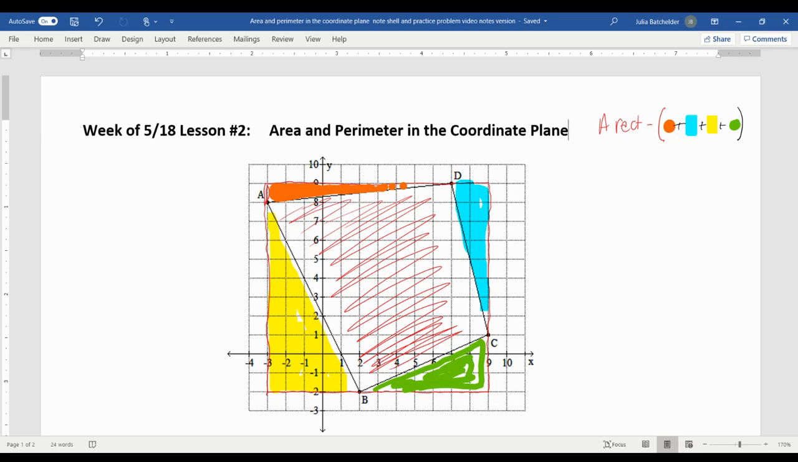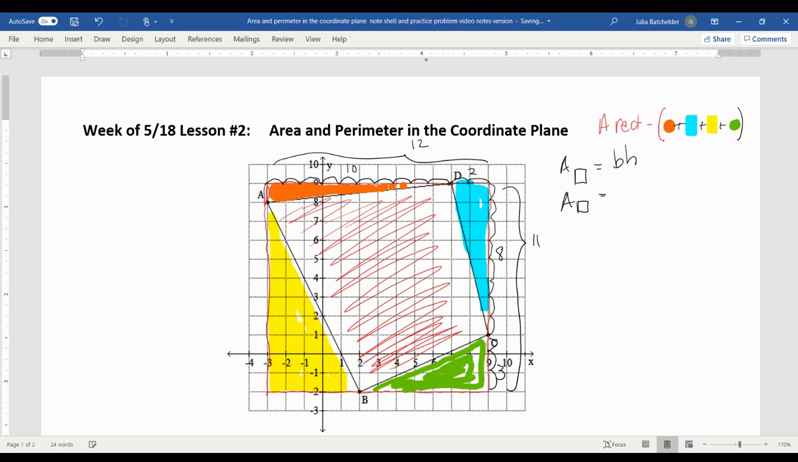So let's go ahead and find the area of the big rectangle. So this is 1, 2, 3, 4, 5, 6, 7, 8, 9, 10. So this part's 10. This part's 2. So this whole side up here is 12. And then this part here is 1, 2, 3, 4, 5, 6, 7, 8. This part here is 1, 2, 3. So this whole side length is going to be 11. So the area of the rectangle is going to be base times height. The area of our rectangle will be 12 times 11, which is 132 units squared. Okay, so there's the area of our rectangle.